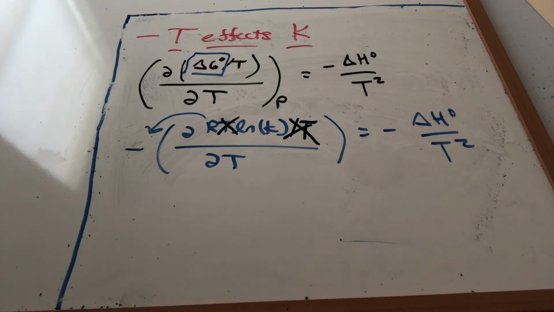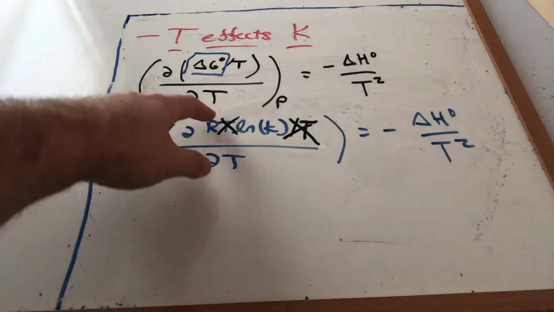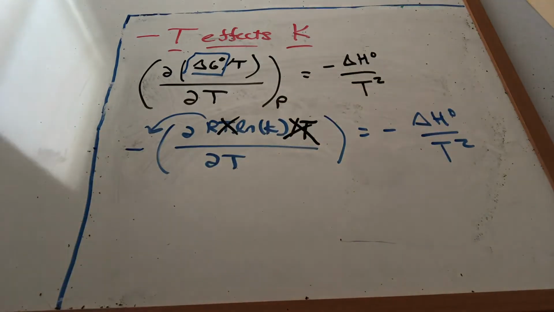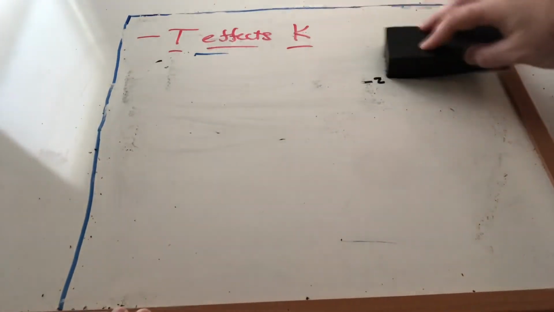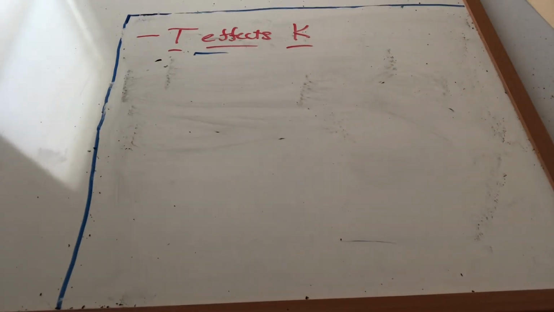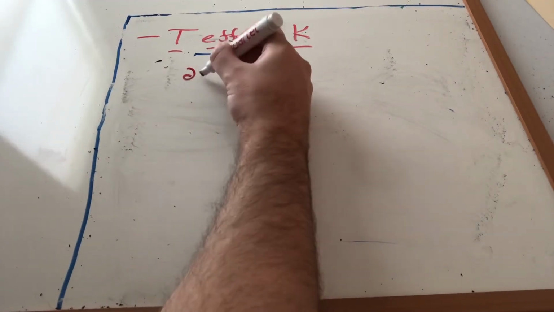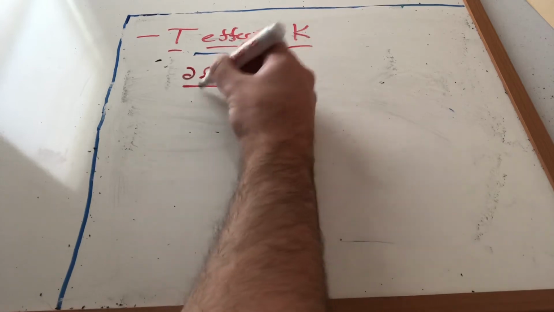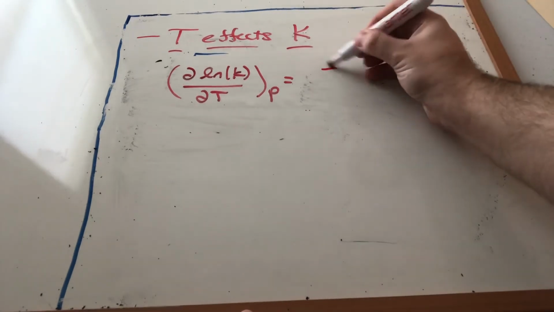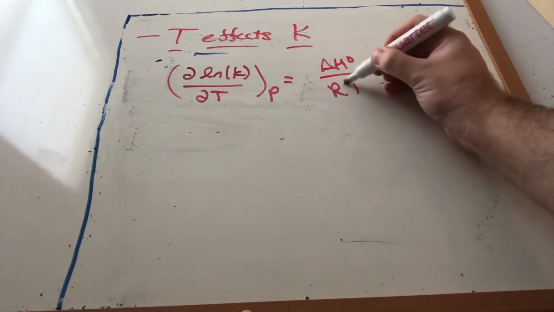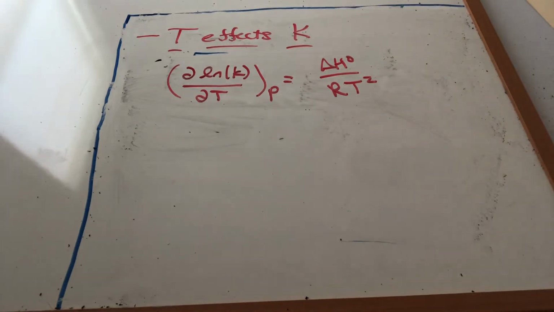All right, so let's do some simplification. Do you see how there's a negative here and a negative here? Those can cancel. Let's bring the R out to the other side. I'm just going to rearrange this a bit. When those negative signs cancel, on the left-hand side we're going to have R d natural log of K dT, done at constant pressure, is equal to delta H naught over R T squared. Again, the negative and the negative cancel, and we bring the R to the other side.